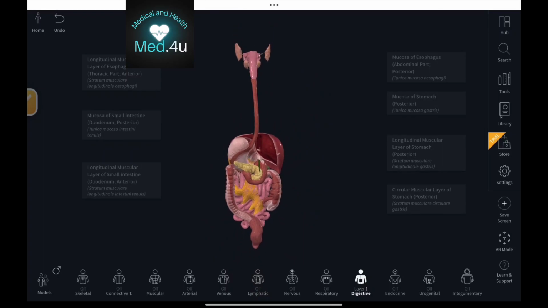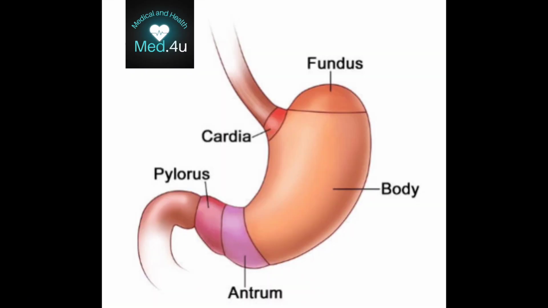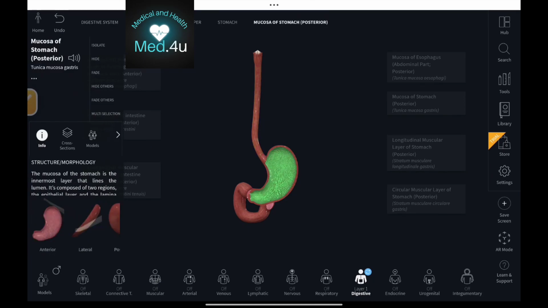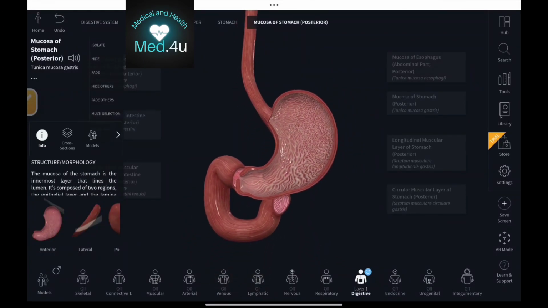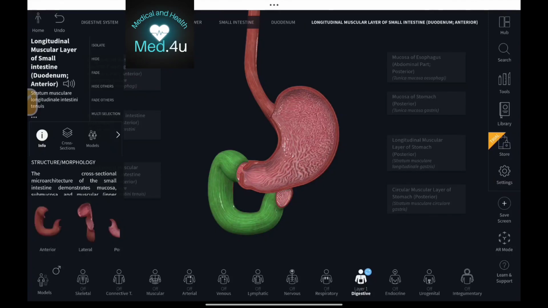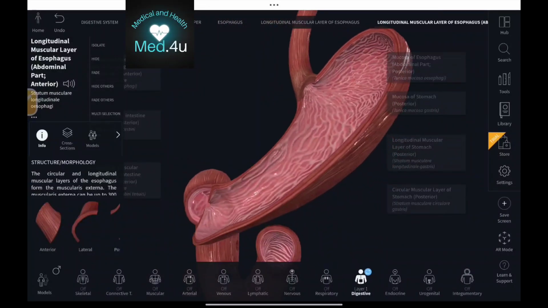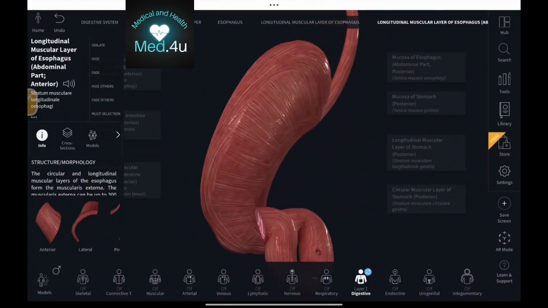Cardia, the area where the esophagus connects to the stomach, located near the heart. Fundus, the upper portion of the stomach, situated to the left of the cardia. Body, the largest part of the stomach where most of the digestion process occurs. Antrum, the lower portion of the stomach, located before the pylorus. Pylorus, the outlet of the stomach that connects to the duodenum, the beginning part of the small intestine, and contains a pyloric sphincter to control the passage of stomach contents into the duodenum.